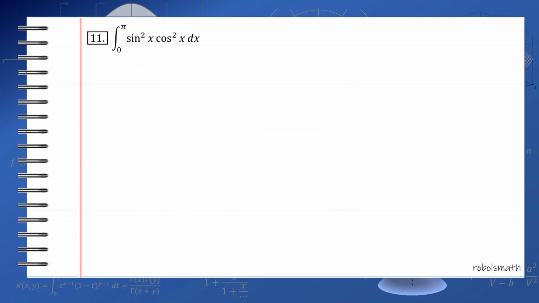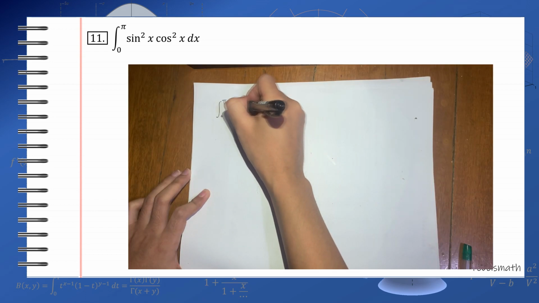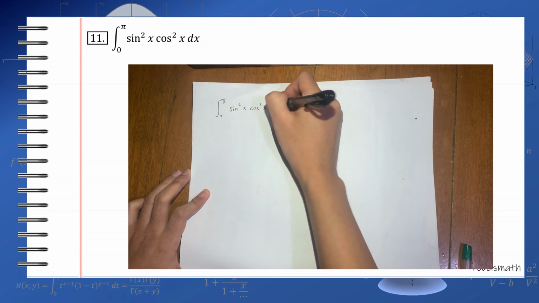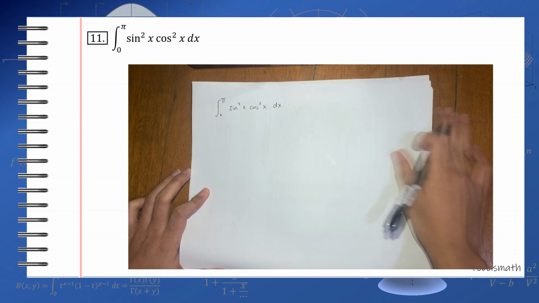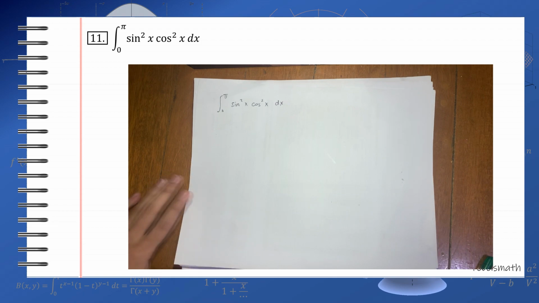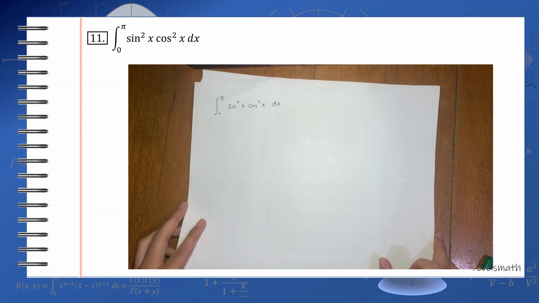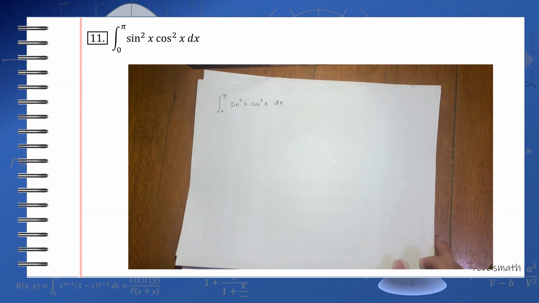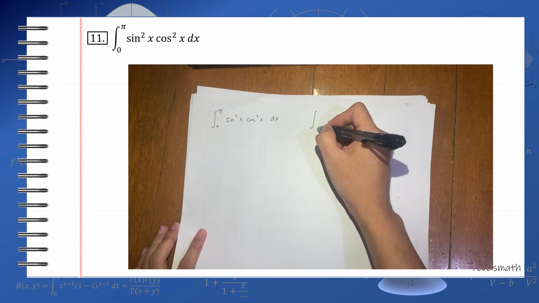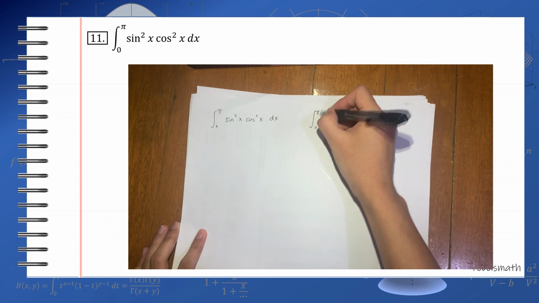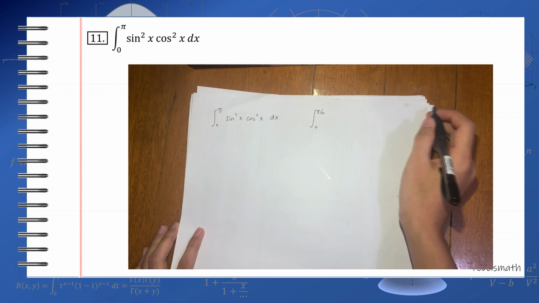Let's start. Number 11 is the integral from 0 to pi of sine squared x cosine squared x dx. So this is a definite integral, and one common way to solve definite integrals is using Wallis formula. But the Wallis formula only applies to definite integrals whose limits are 0 to pi over 2.